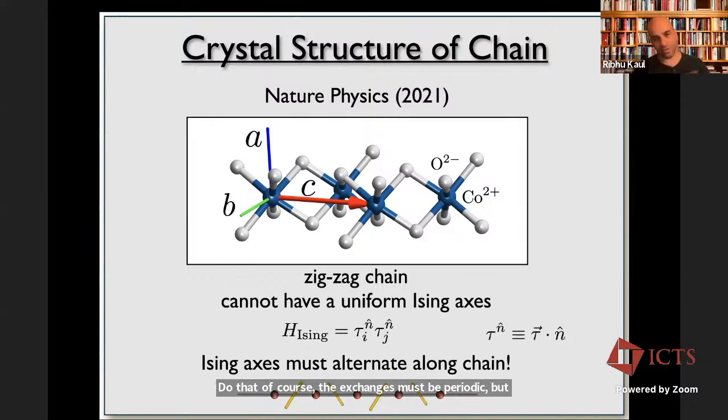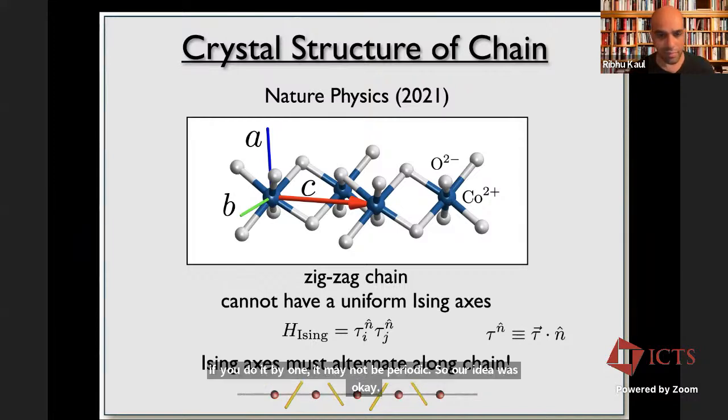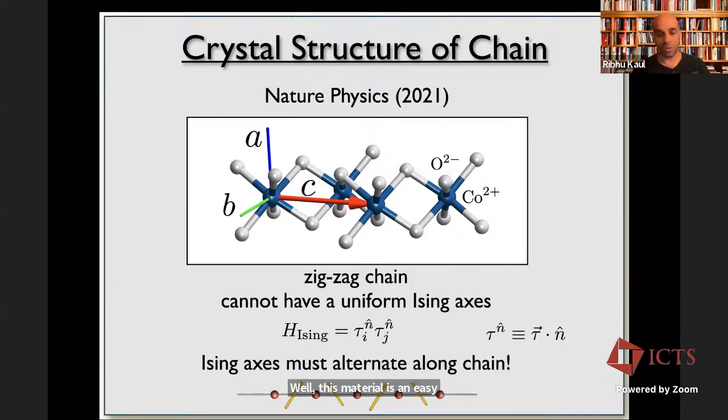So our idea was, well, this material is an easy-axis magnet. So to make a very, very simple model, let's assume that nearest neighbor cobalt atoms interact with an Ising interaction. But even if you make this assumption, you cannot assume that the Ising axis is the same as you go from bond to bond.